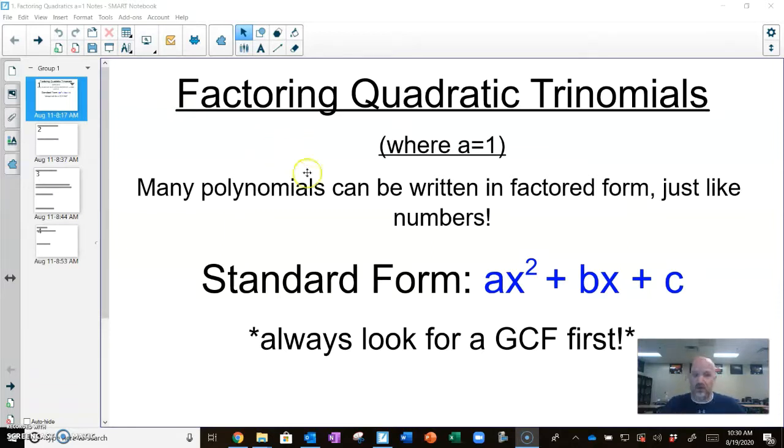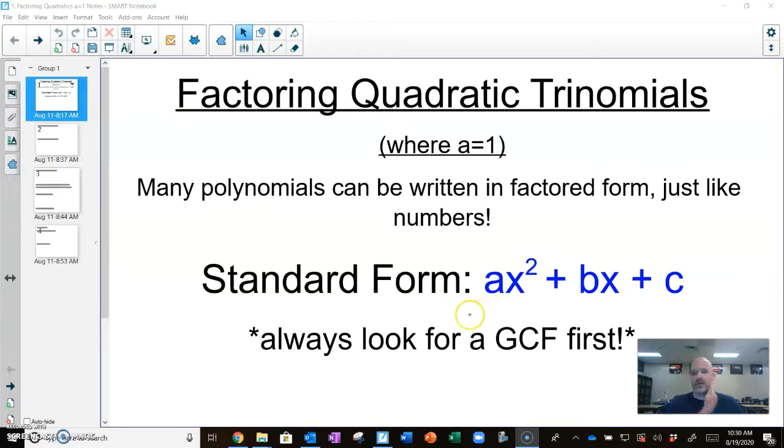So a couple big things to remember. First off, we really need to remember that standard form of a quadratic trinomial is this: ax squared plus bx plus c equals 0. If it is not written in standard form already, you're going to need to rewrite it in standard form in order to do any of these factoring methods that we're talking about for today. We also want to make sure that you are always looking for a GCF first. That's going to be really important. It makes things a whole lot easier. So always check for a GCF first.